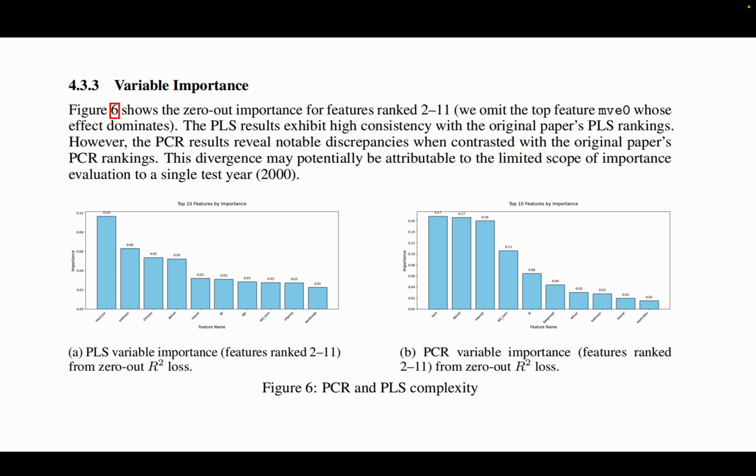Next is the variable importance. Figure 6 shows the zero-out importance for features ranked from 2 to 11. The PLS results exhibit high consistency with the original paper's PLS rankings. However, the PCR results reveal notable discrepancies when contrasted with the original paper's PCR rankings. This divergence may potentially be attributable to the limited scope of importance evaluation to a single test year. Thank you.